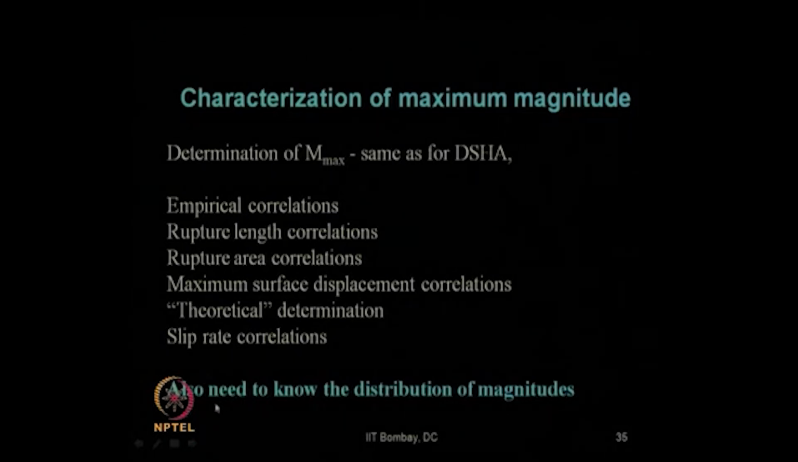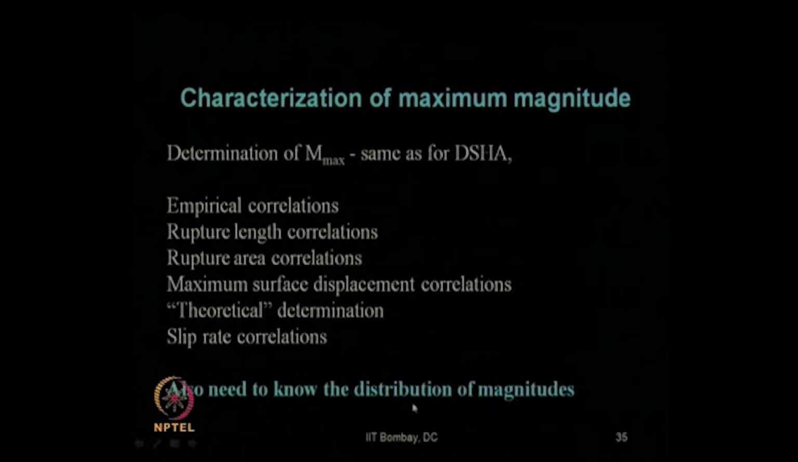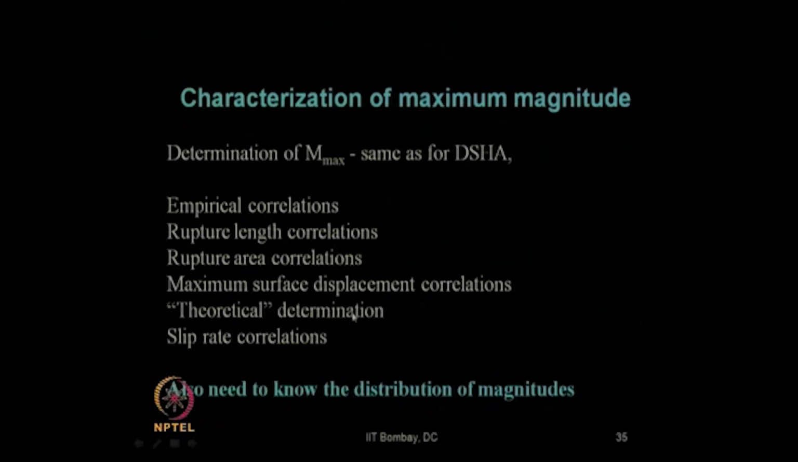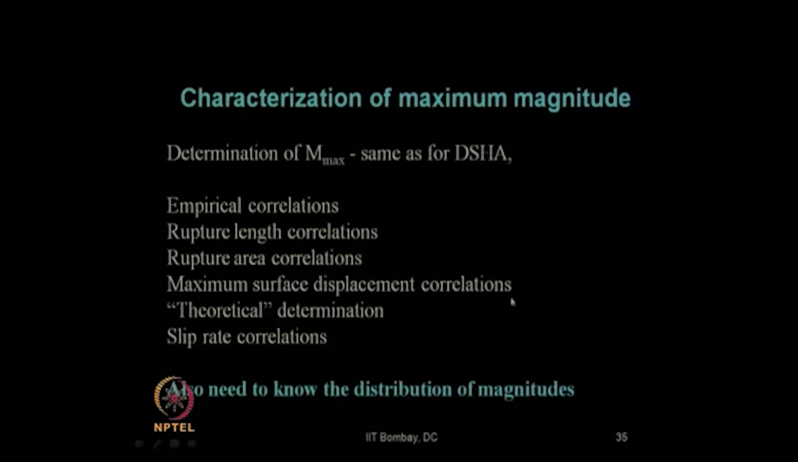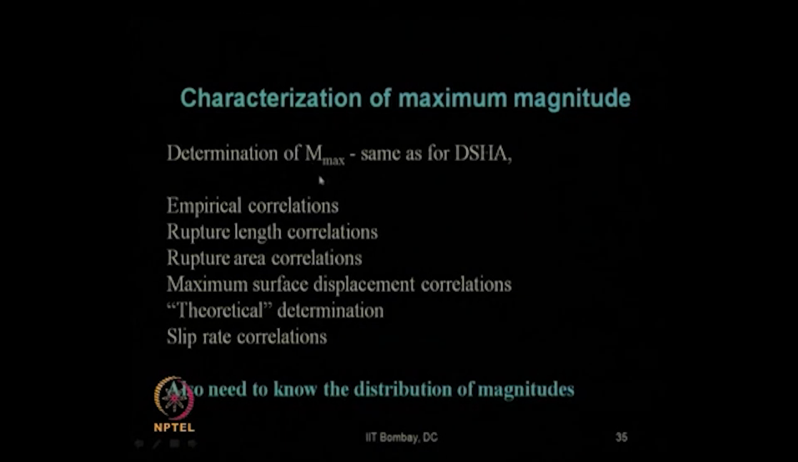Okay. Now, we also need to know the distribution of this magnitude. In the DSHA, we were not bothered to know how this magnitude is distributed, because we chose only the maximum value and then proceeded with that calculation. But here we are now interested to know how the maximum magnitude for various sources is distributed.